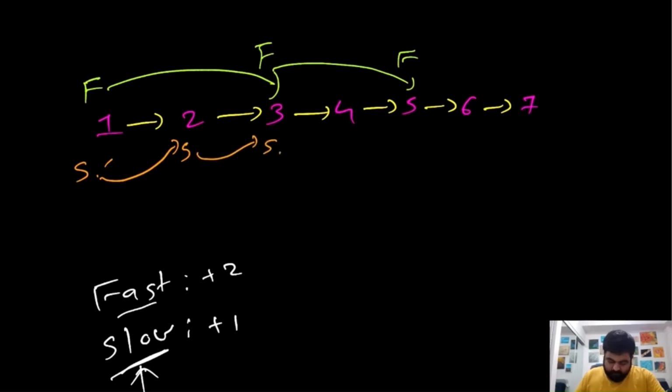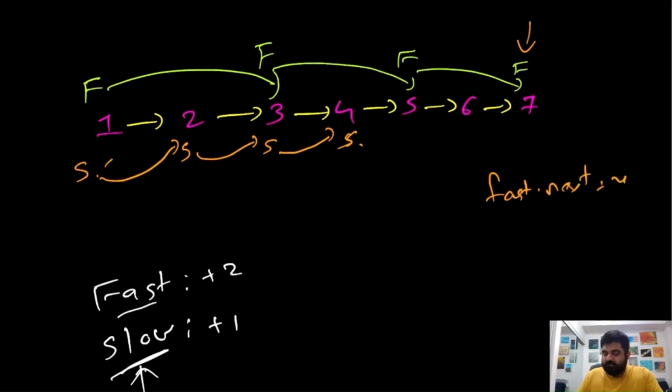Again, fast is going to do 2 jumps. So fast will end up over here. Slow will also do 1 more jump. So slow will reach over here. Now, if we check at this position, fast is not null, but fast.next is actually null. So because this is null, this would be our terminating case.